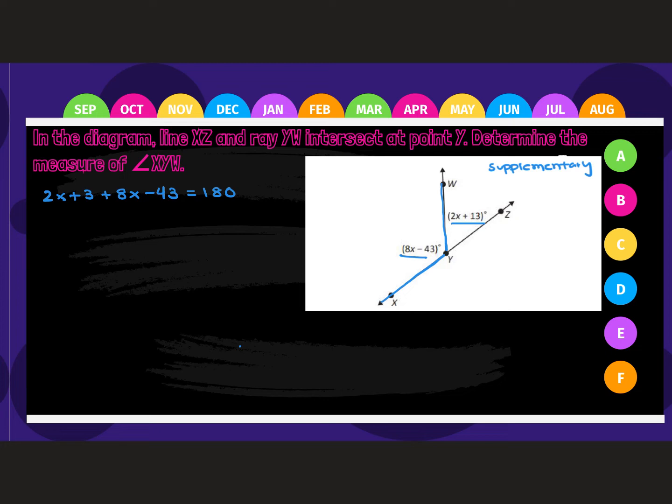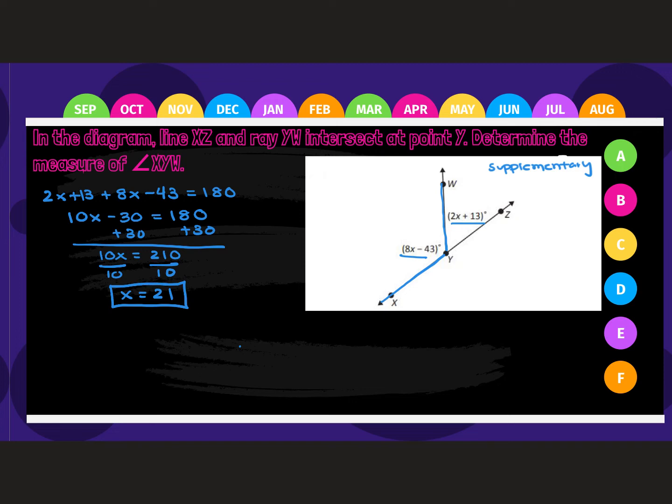Again, we're going to combine our like terms. We have 2x and 8x, which is 10x. And this should be 13, excuse me. We have a positive 13 and a negative 43, which gives us negative 30, and that's all equal to 180. We're going to add 30 to both sides. We have 10x is equal to 210. Divide both sides by 10, and we get x is equal to 21.